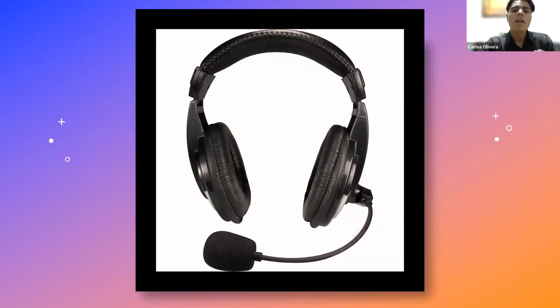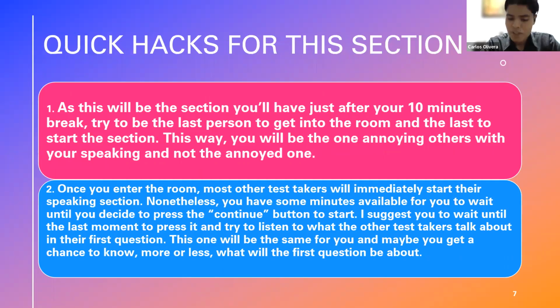Let's move on then. Now, quick hacks for this section. Okay, this is something personal. It is not in any book. This is something that I learned from my experience, but it's a hack that in my experience has been tremendously useful, and of course I want to share it with you. Okay, listen to what I say.